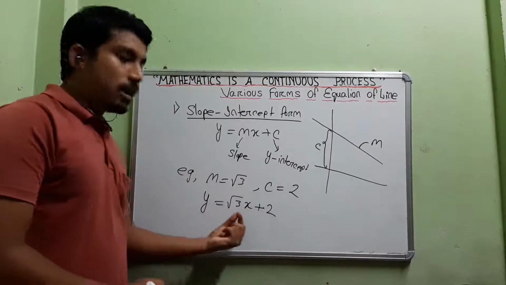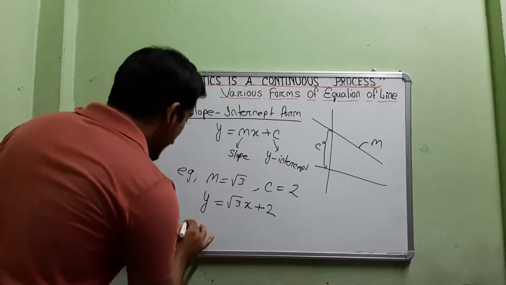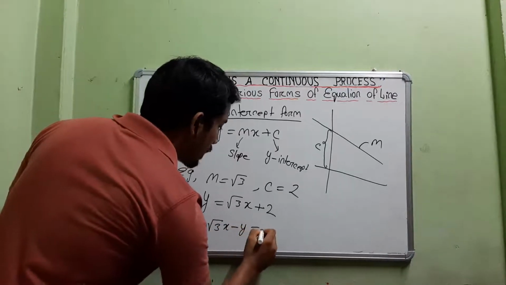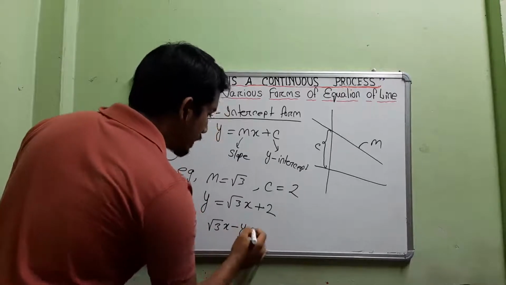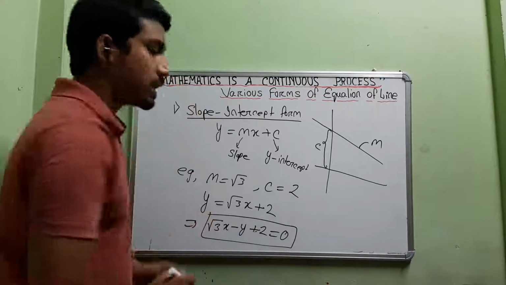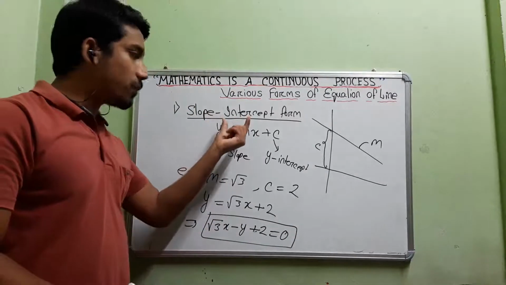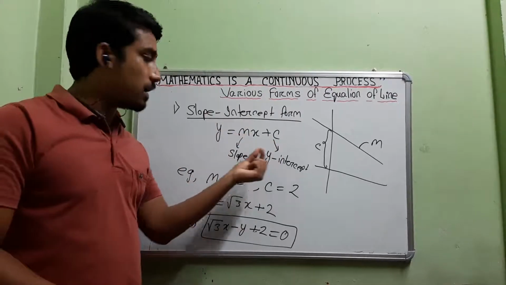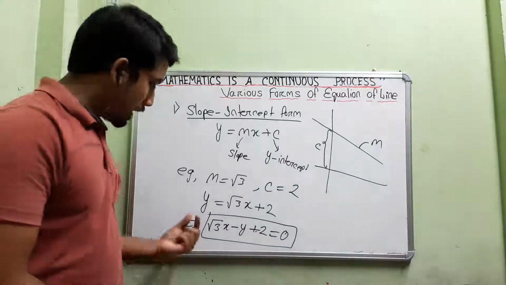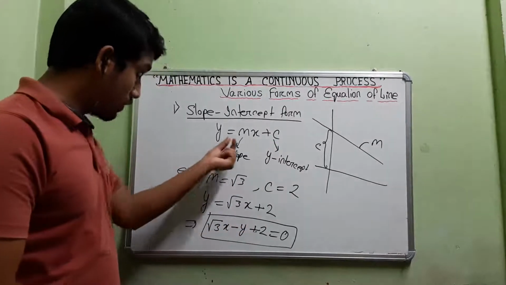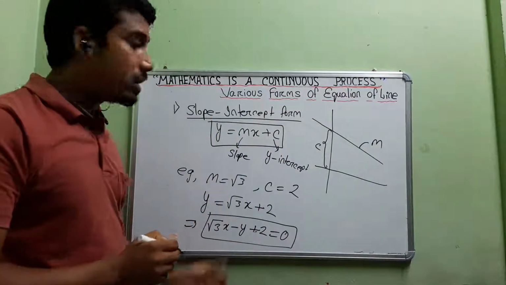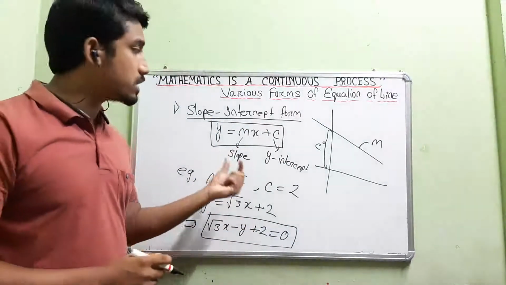Now with a little calculation, take the x and y terms together: √3x minus y is equal to minus 2, or you can keep it like √3x minus y plus 2 is equal to 0, which is the equation of the straight line. So using the slope intercept form, if the slope and the y-intercept are given, we can easily get the equation of the straight line. Remember, a very important form of the equation of a line is y equal to mx plus c, which is called slope intercept form.